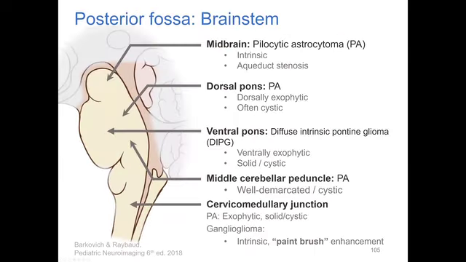The posterior fossa: in the midbrain, think about low-grade tumor like pilocytic astrocytoma, and the dorsal pons, think about pilocytic astrocytoma again. Ventral pons, think about DIPG, but remember the typical appearance of a DIPG. If the imaging appearance is not typical, probably you need to suggest biopsy. In the middle cerebellar peduncle, pilocytic astrocytoma again. Cervicomedullary junction, think about pilocytic again, which could be more exophytic with a solid portion. But if you see an exophytic, expansile solid tumor, think about ganglioglioma.